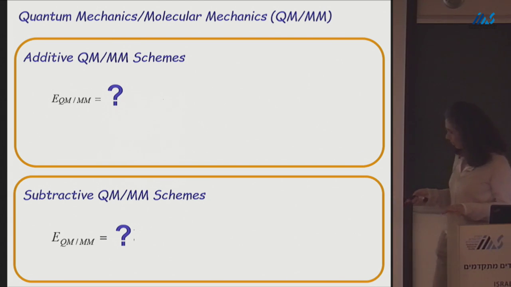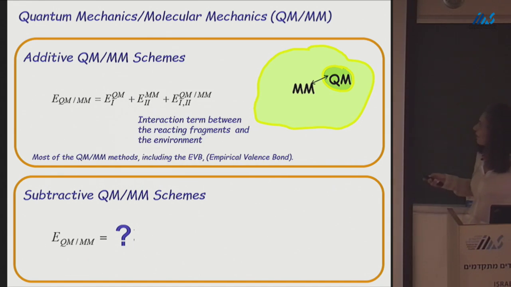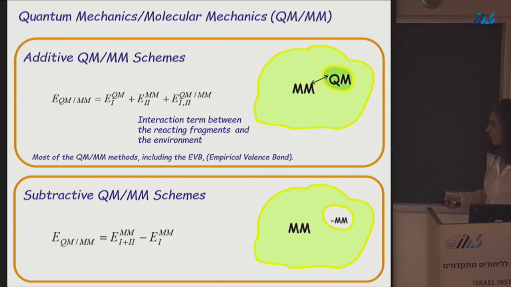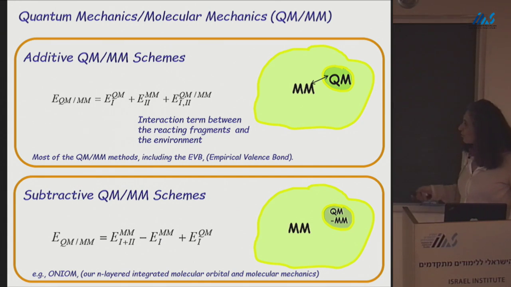In the additive schemes, the overall energy is obtained by first calculating the energy of the QM part. We then calculate the environment using molecular mechanics. Then we have to take care of the interaction between the QM and the MM, which is another term that we add to get the QMMM energy. There are also the subtractive QMMM methods. In these, we calculate the whole system using molecular mechanics, then calculate the reactive part using molecular mechanics and subtract it from the overall calculation, and then add the same small reactive system using quantum mechanics. So these are two different approaches.